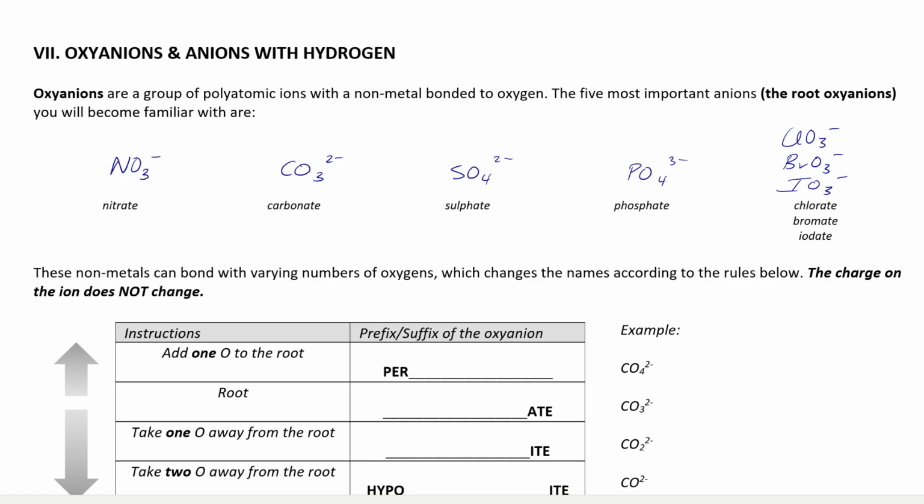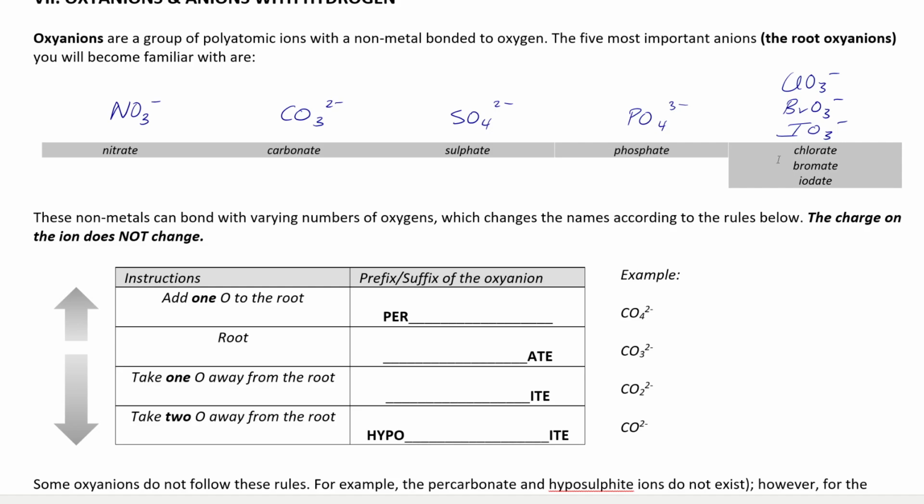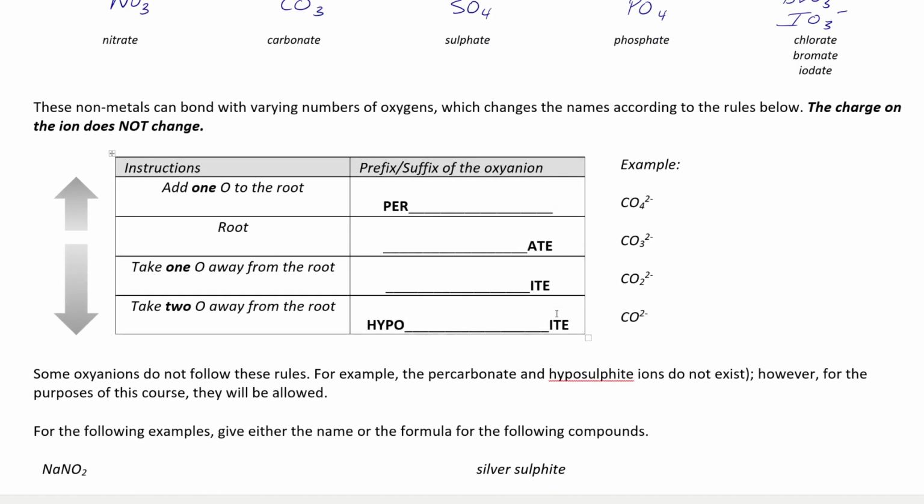And these root oxyanions are given to you in the table of complex ions. These nonmetals can bond with varying numbers of oxygen, which changes the name according to the rules below. Very important to note is that the charge on the ion does not change. So what happens is the number of oxygens on these root ions can go up or down, and then the naming changes.